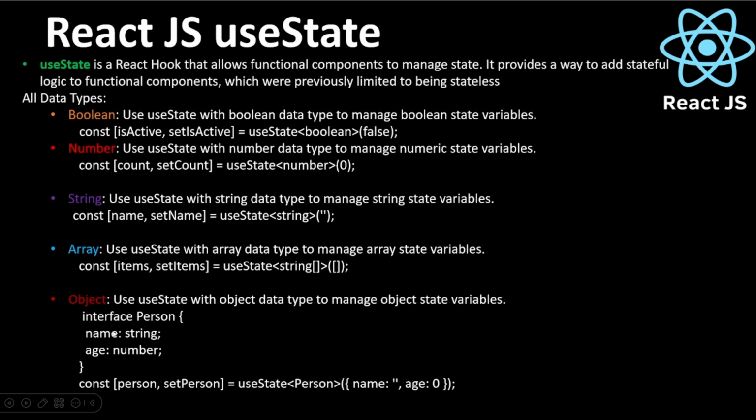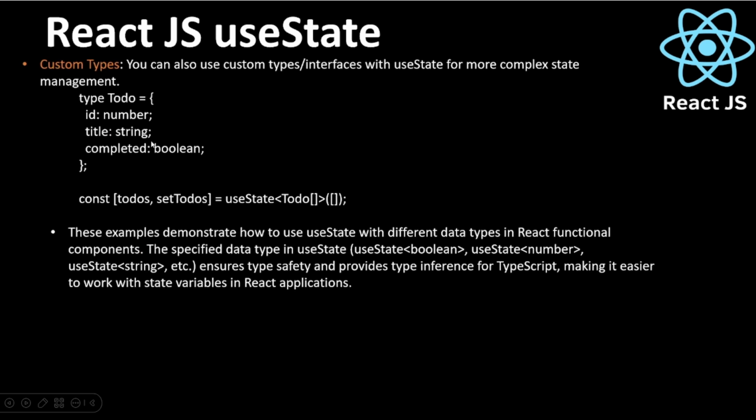Okay, next is object. useState with the object data type to manage object state variables. That means the object will take the name or, inside the curly brackets, we have name or age or something. So here is interface Person, this is the interface, with name string and age. const person, setPerson, useState Person, with the name and age.